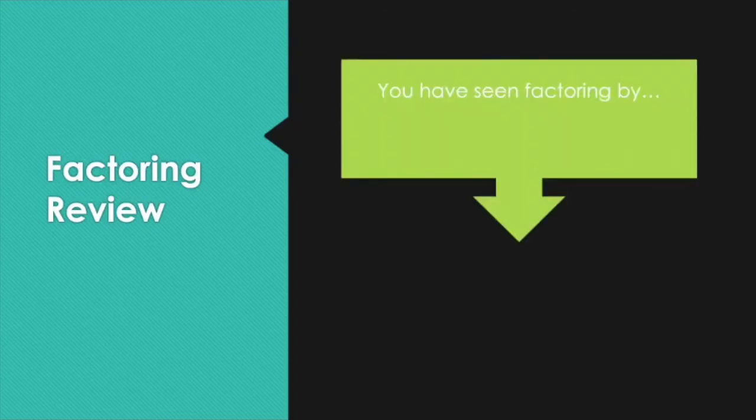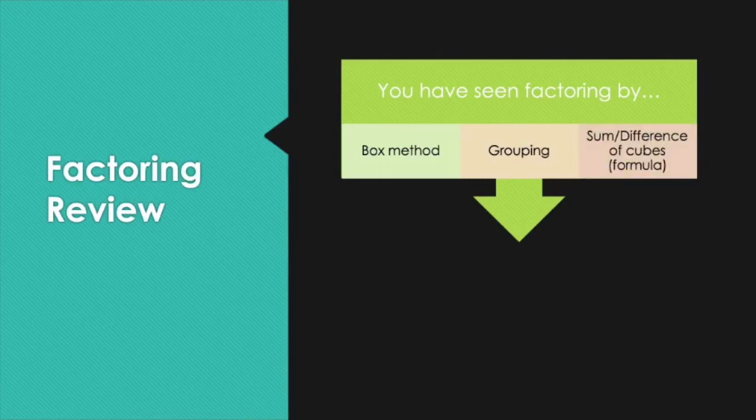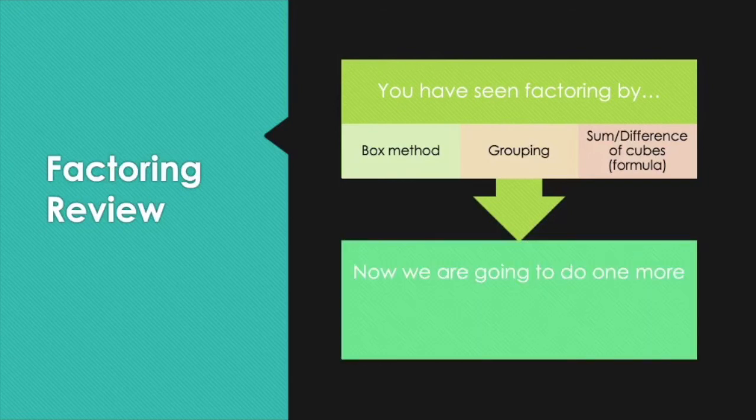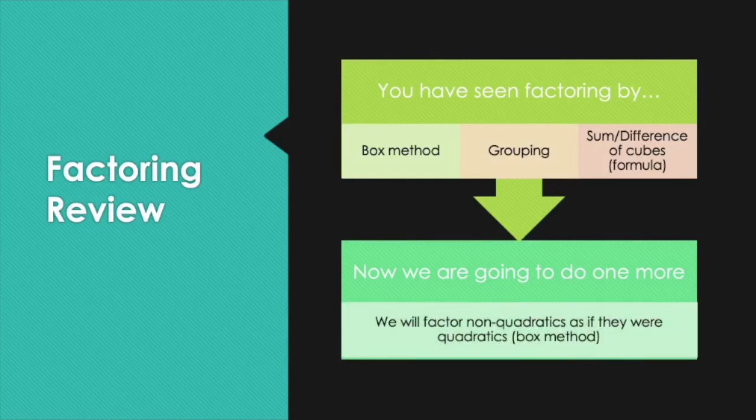We're not done factoring. We have another method we're going to do, but let's review what we've done so far. What we've seen so far is factoring by the box method. We've seen factoring by grouping, and we've seen factoring with a formula of the sum and difference of cubes. There's still one more, and it doesn't have a particular name, but we're going to factor a non-quadratic as if it is a quadratic, but it has to be in a specific form. So let's look at that.